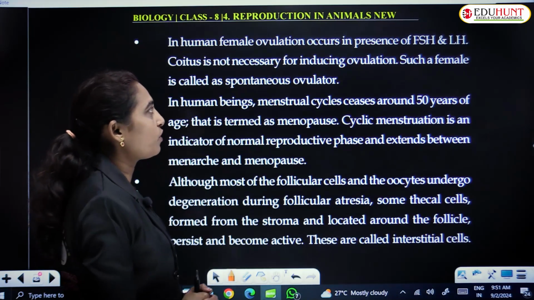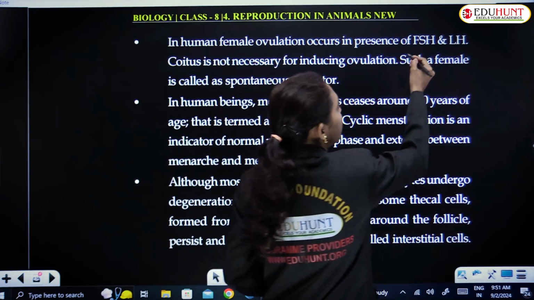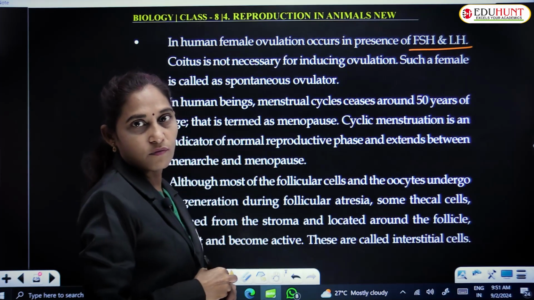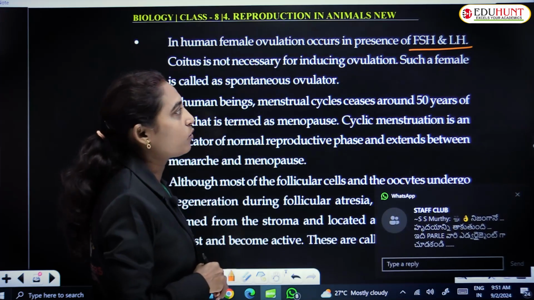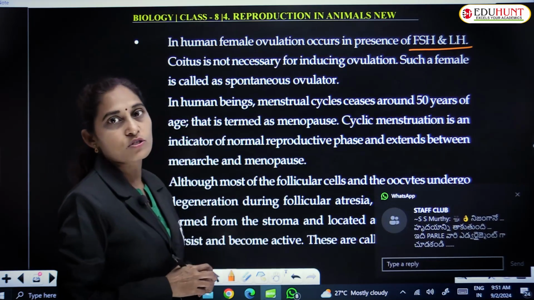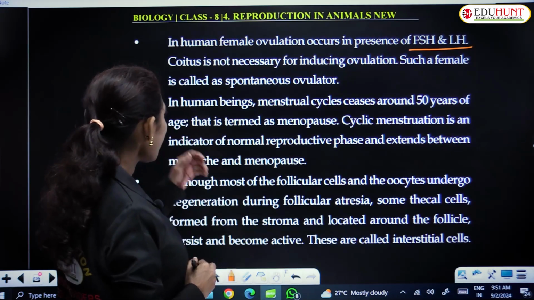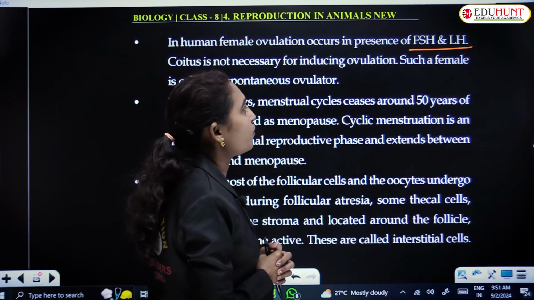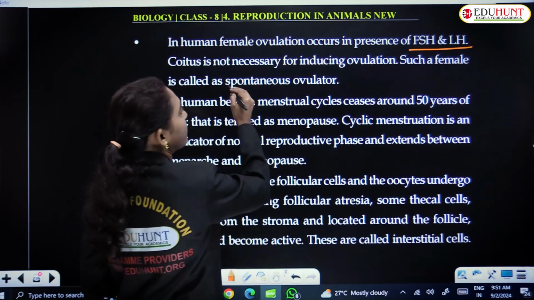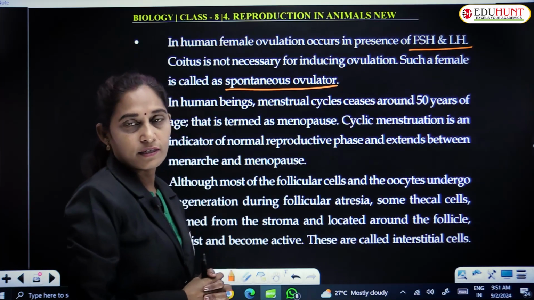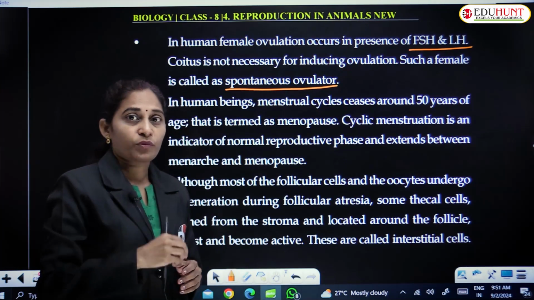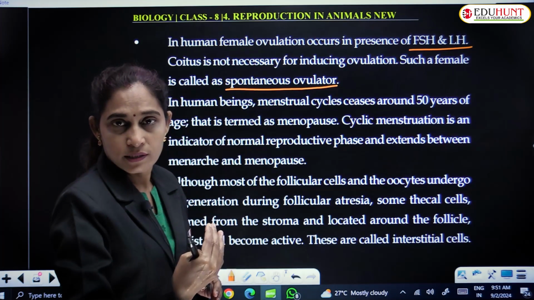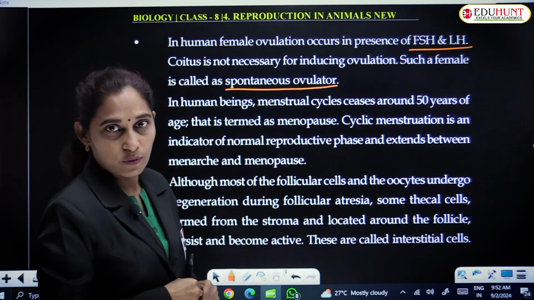In the human female, ovulation occurs in the presence of follicle stimulating hormone and luteinizing hormone. These are the two hormones responsible for ovulation. Coitus is not necessary for ovulation. Such a female individual is called a spontaneous ovulator. To put it correctly, whether sex happens or not, ovulation is common in female individuals.